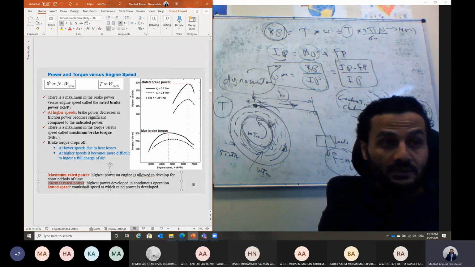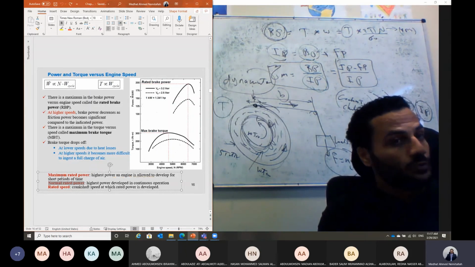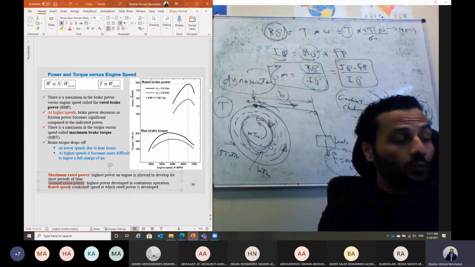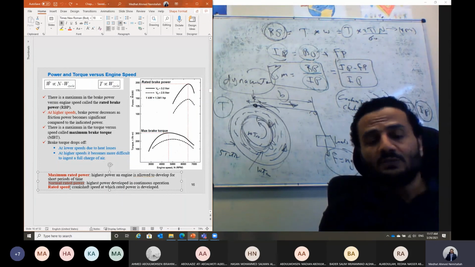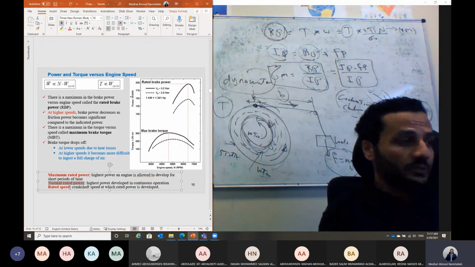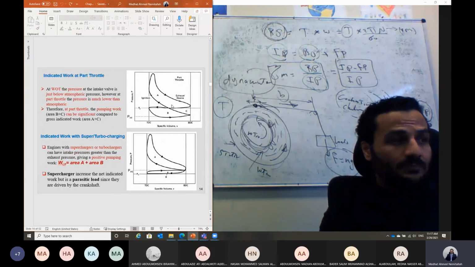So we have maximum rated power, the maximum power that the engine can produce, but we should not run the engine at this power for longer time. We have normal rated power, which is the maximum power that can be produced by the engine, but we can run the engine at this power for longer time. And we have the rated speed, which is the engine speed at the rated power.